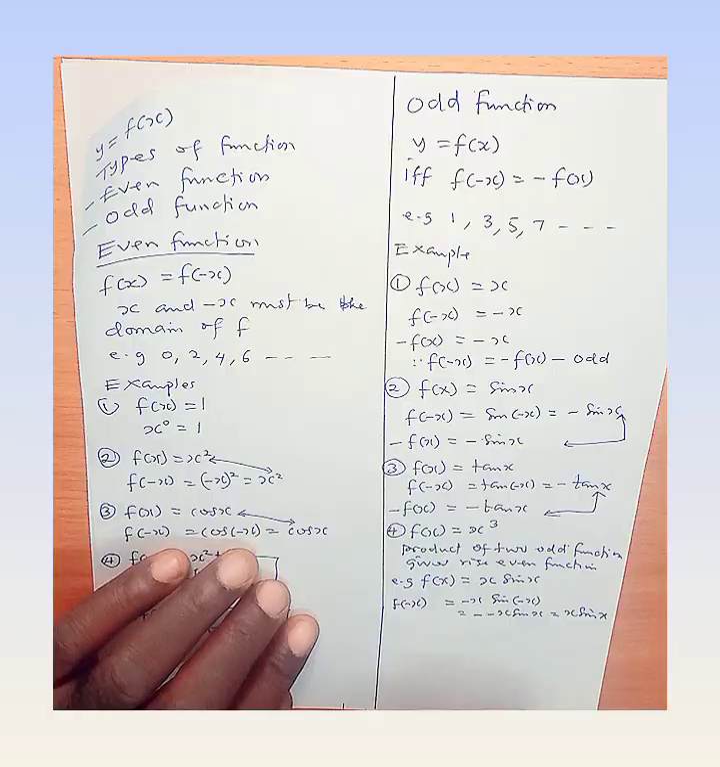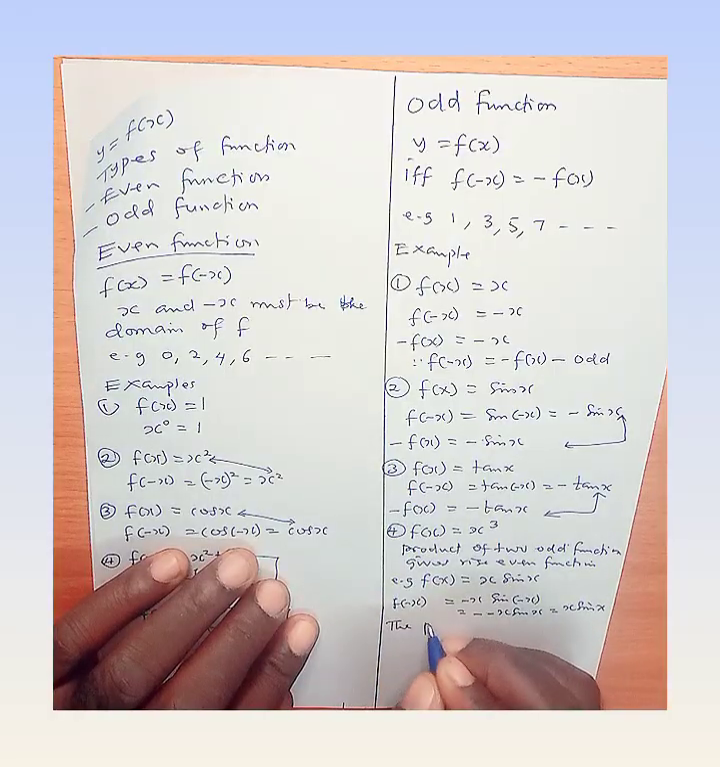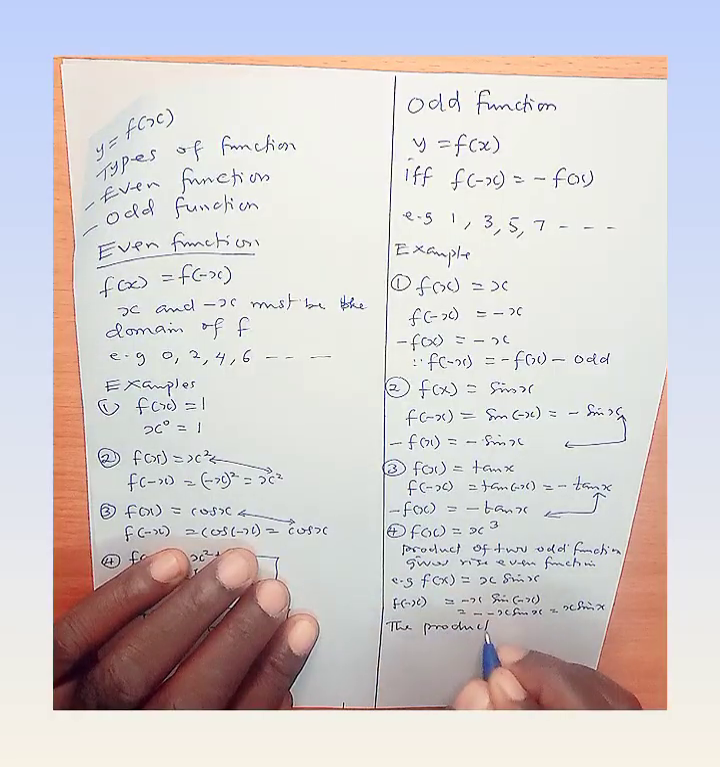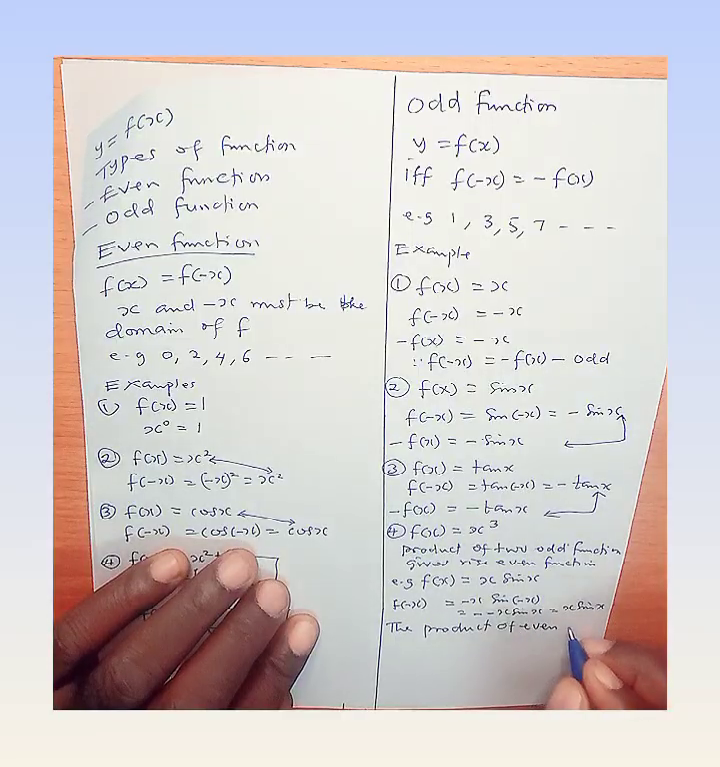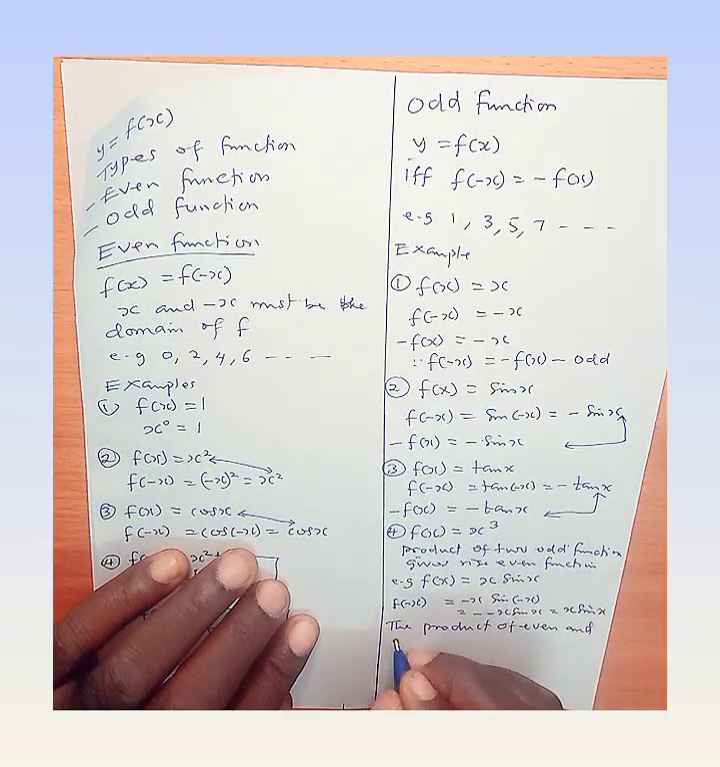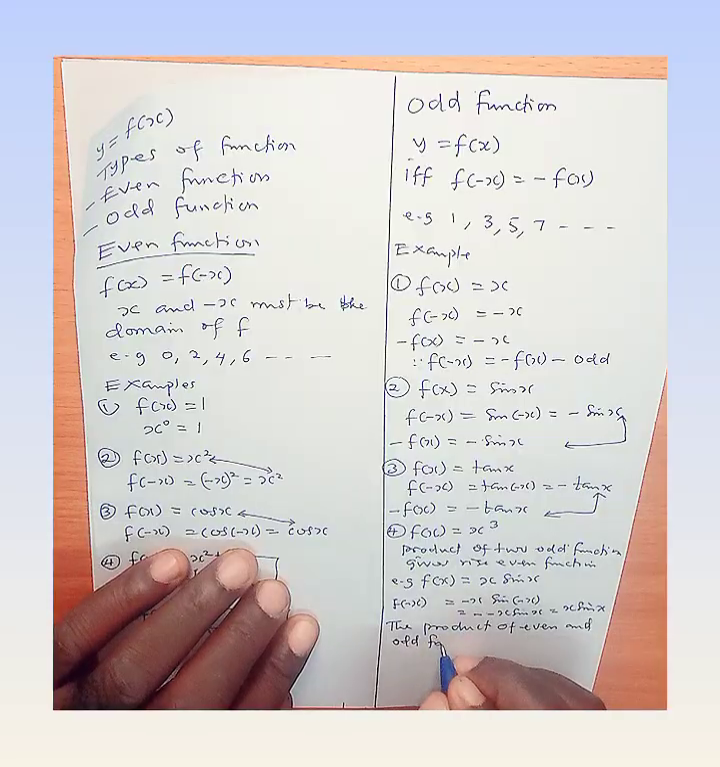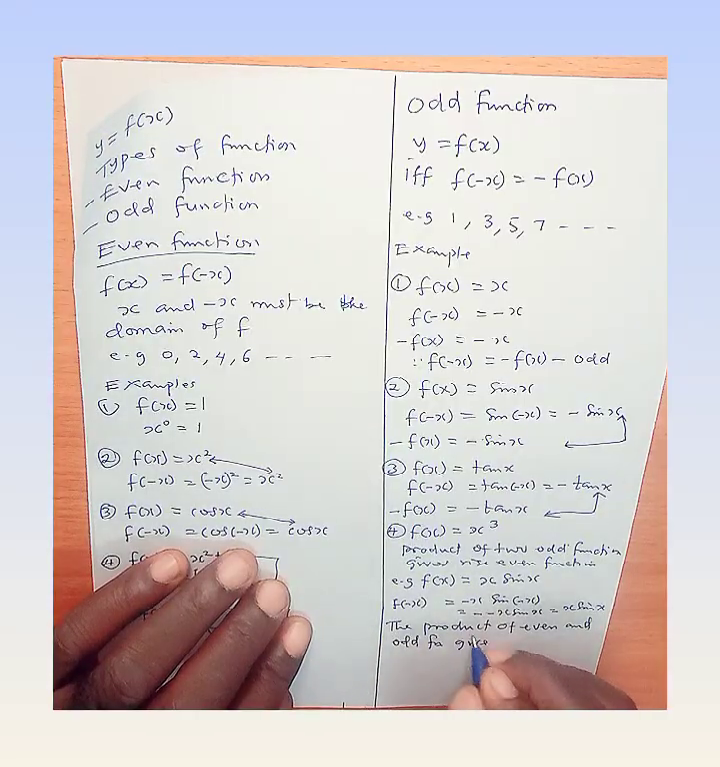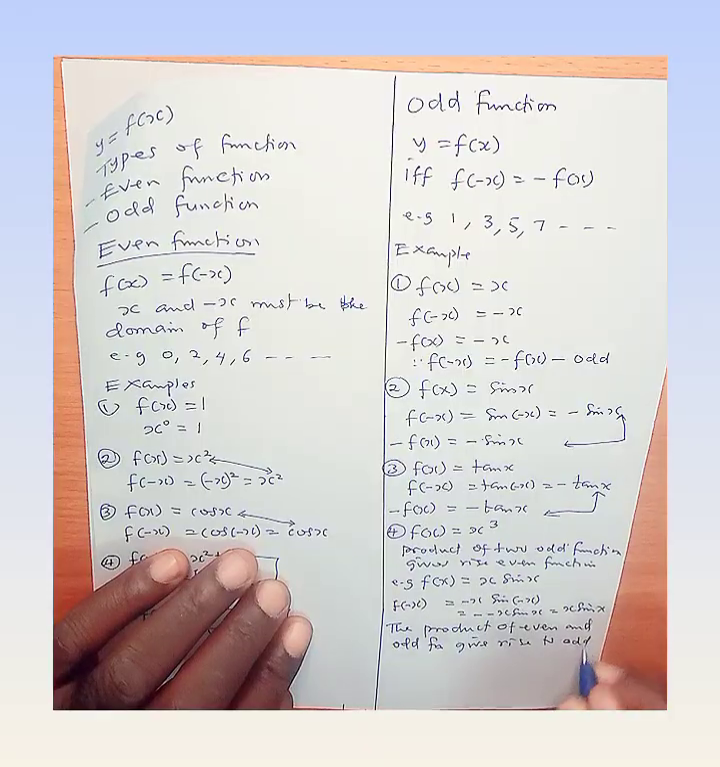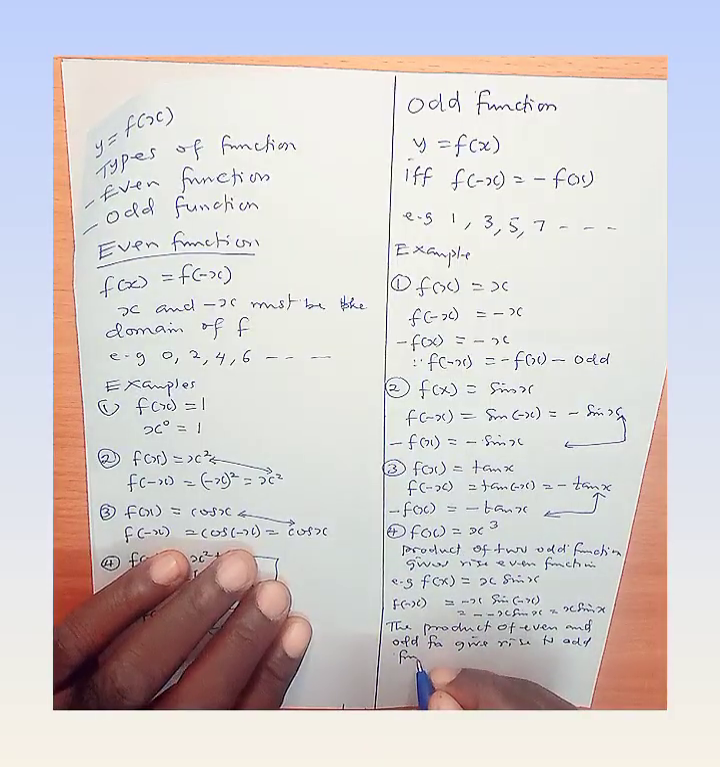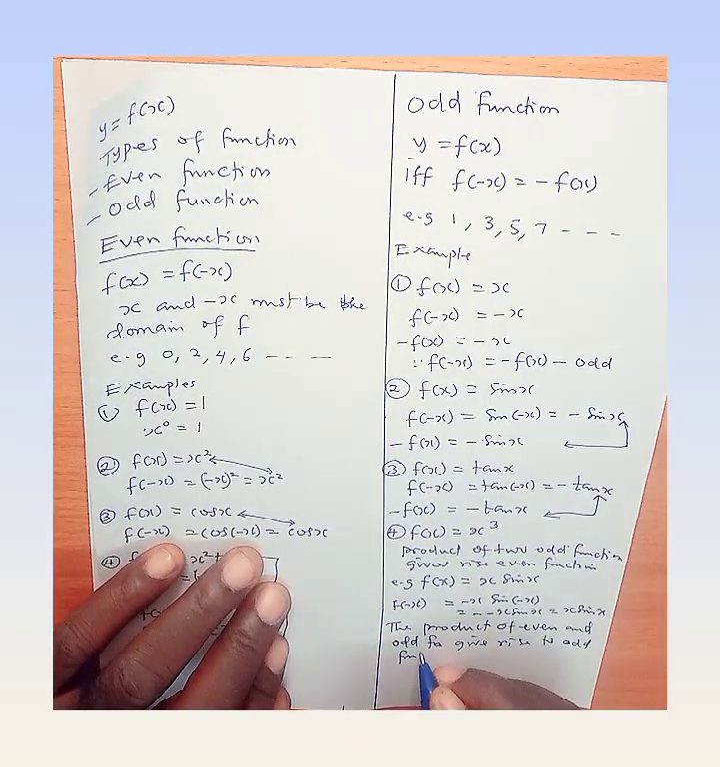Let us take a look at another one. The product of an even and an odd function gives rise to an odd function. Now let's take another example here.